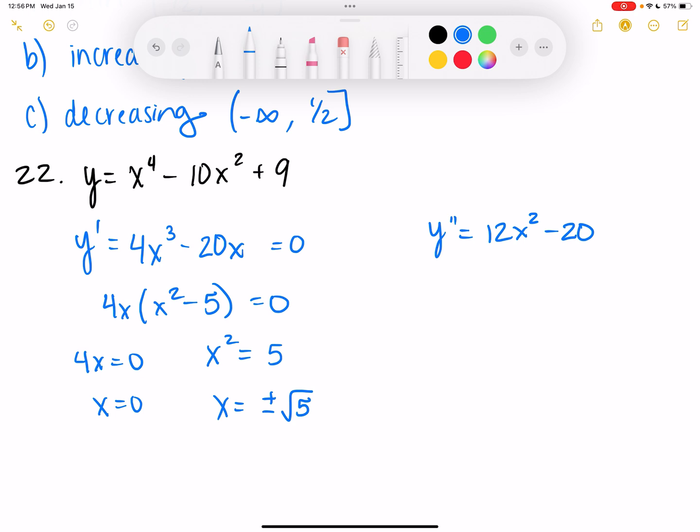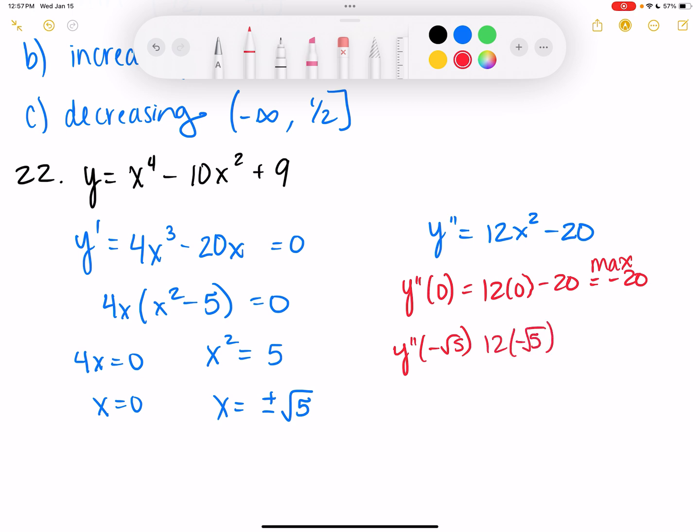All right, so now we need to use our second derivative to test these points and determine if they are mins or maxes. The second derivative evaluated at 0 would be 12 times 0 minus 20, which is negative 20. So what does that mean? Max. Second derivative at negative root 5 is 12 times negative root 5 squared minus 20, equal to 40. So what does that mean?